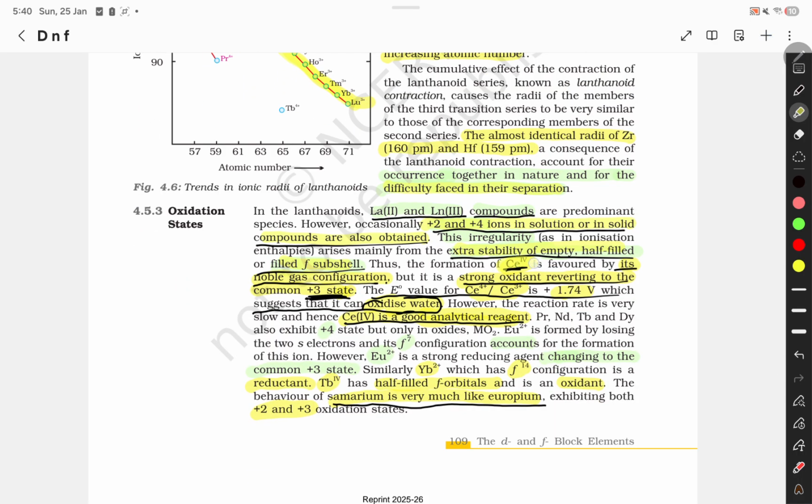So yeah, basically here they've given Ce4+ is favored by its noble gas configuration, but it's a strong oxidizing agent, reverting to the common 3+ oxidation state. And it's given that it can also oxidize water, but the reaction rate is very slow, and therefore Ce4+ is a good analytical reagent.